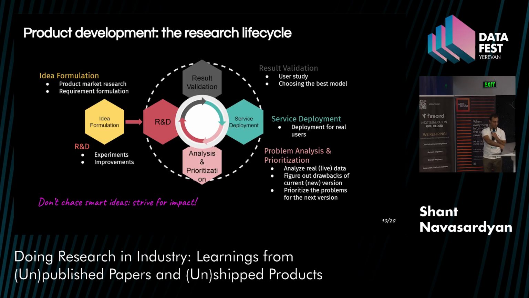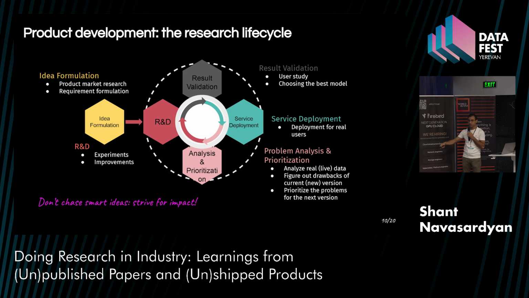A couple of words about the product. So yes, now about the learnings from the product. The development product research lifecycle is the following, just quickly going over it. We always have an idea formulation. Usually we have it already from the company. They do product market research and then formulate their requirements. And after that, we start the R&D.